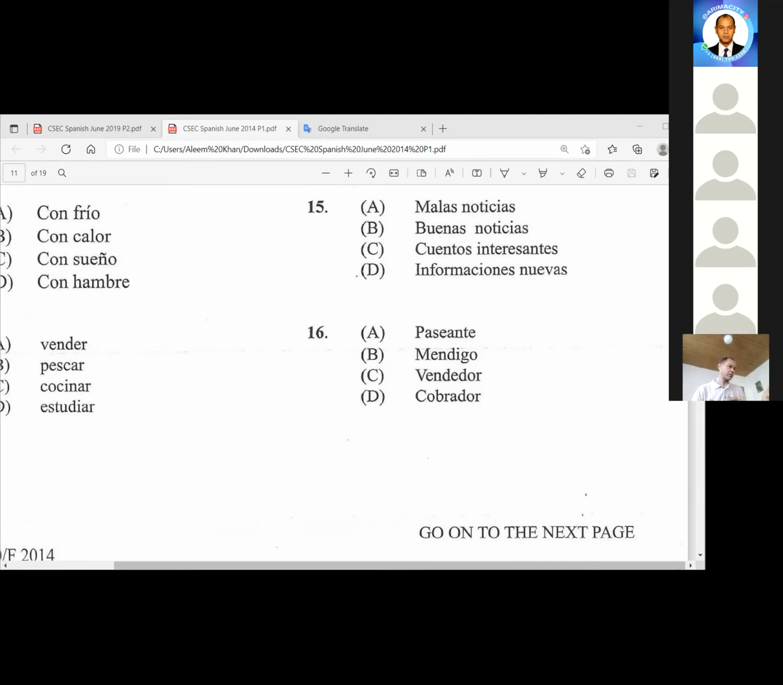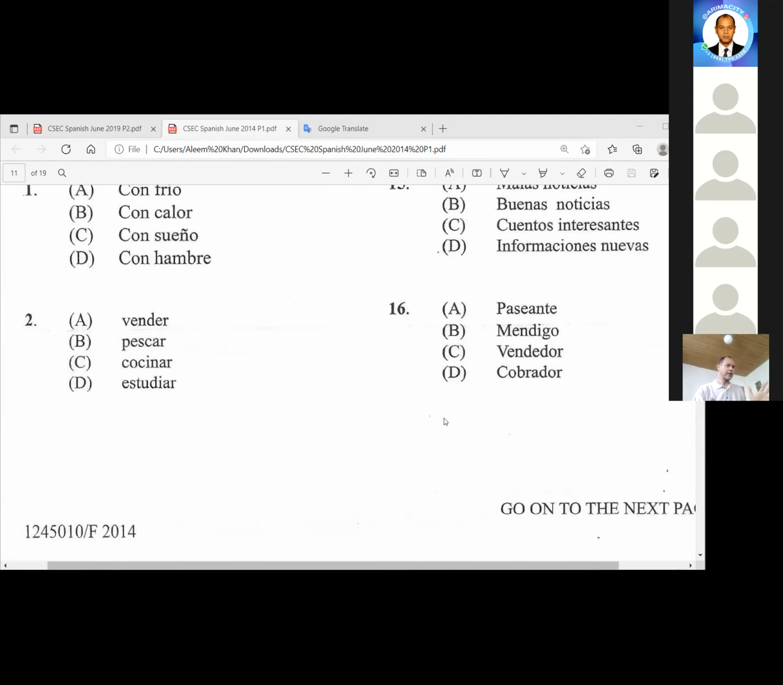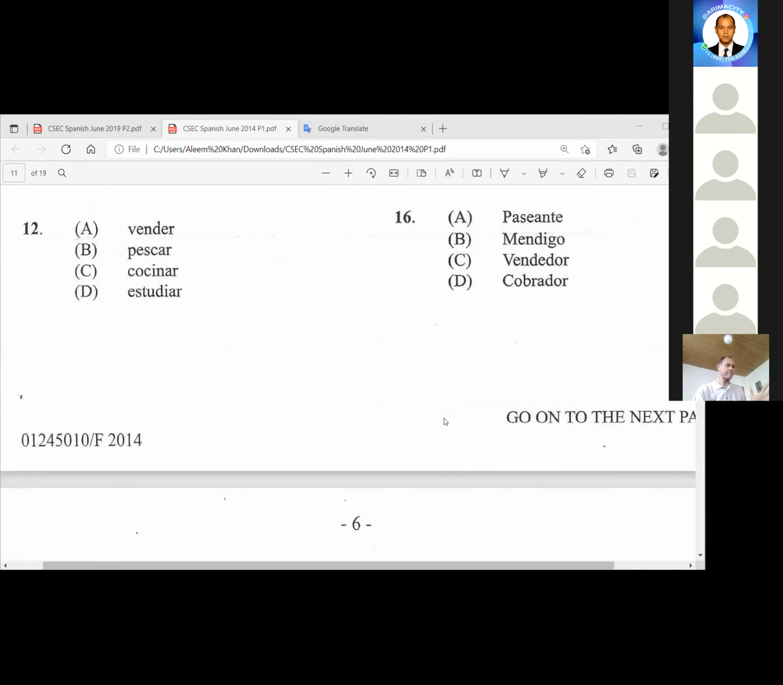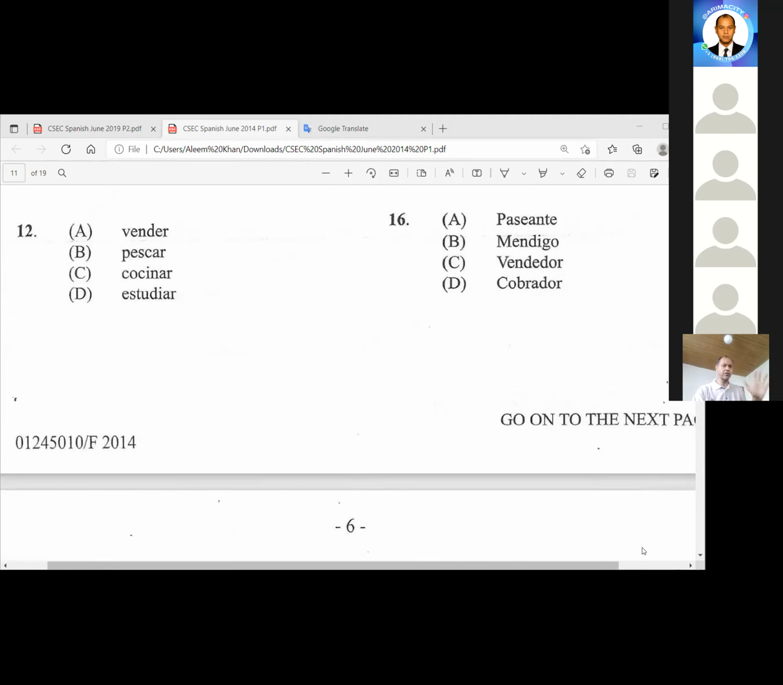Okay, so I did that part very quickly because for you that part should be super easy, right? Let me just go over the words so that everybody knows what it is, right?